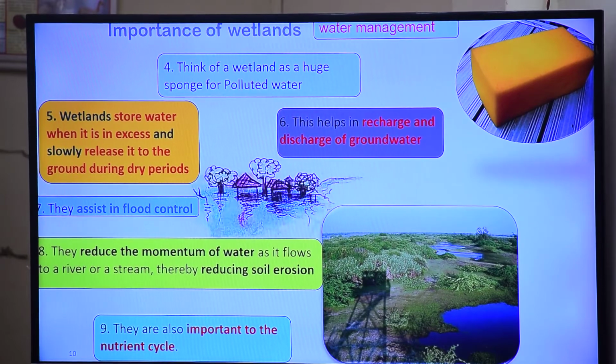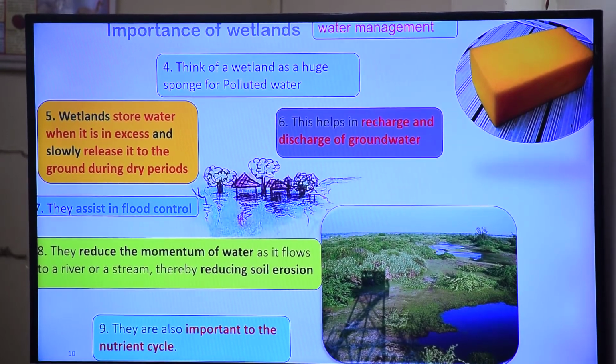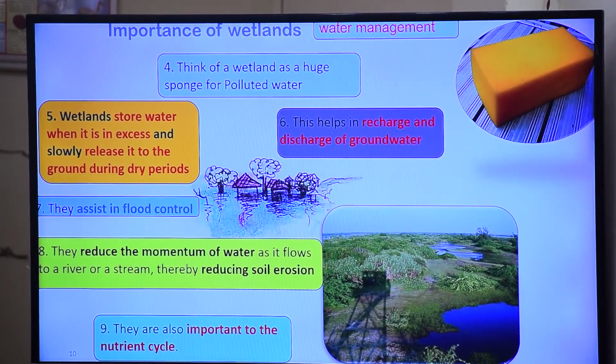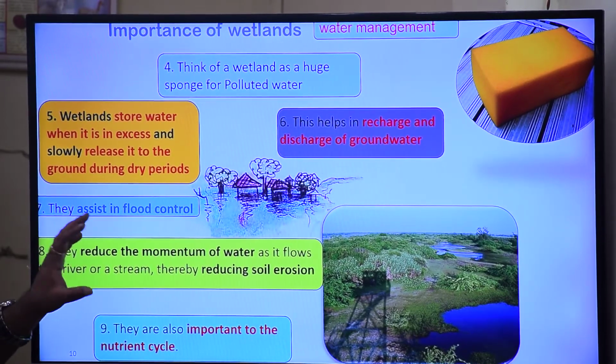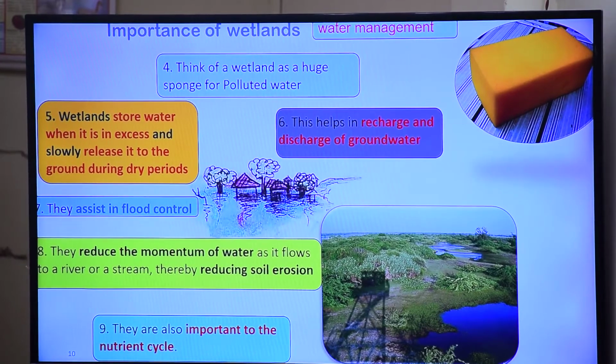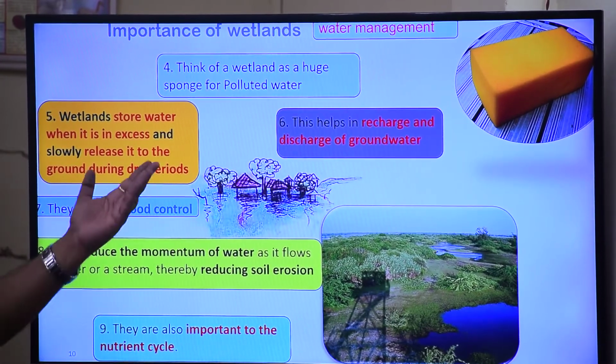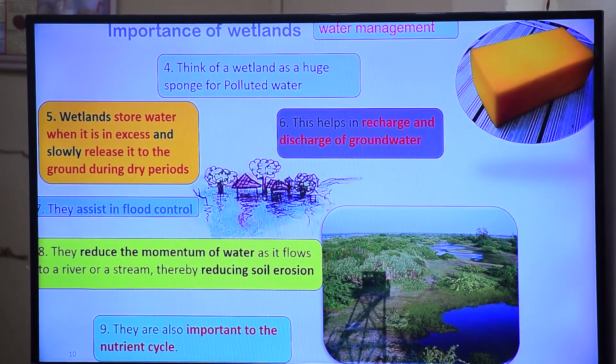Which carbon? Yes, blue carbon. Wetlands are which carbon? They used to absorb carbon dioxide. It is known as what? It is blue carbon, and if the trees are absorbing, it is known as what? Green carbon. Understood? Whenever water-associated systems are absorbing the carbon dioxide, it is known as blue carbon, and this helps in the recharge and discharge also.